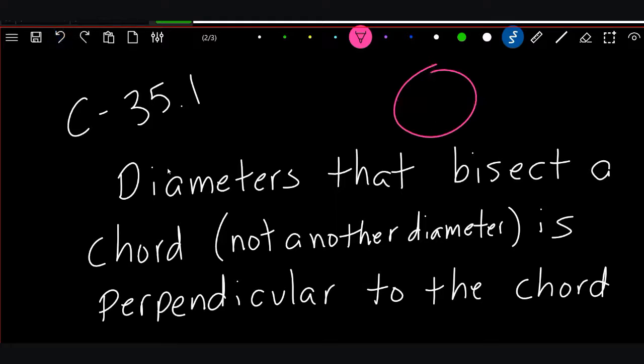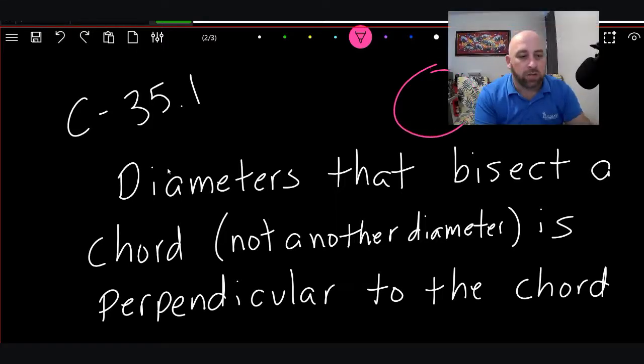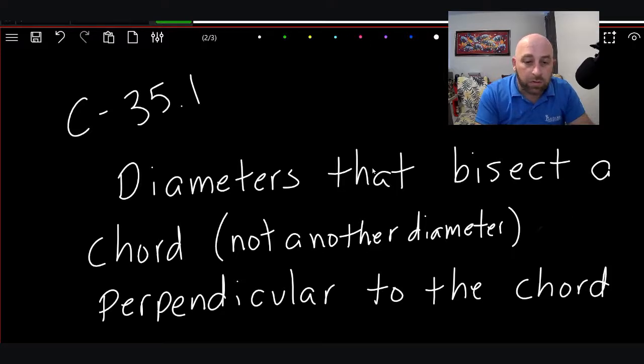We're talking about a diameter that bisects a chord, any other chord, not a diameter. So we're not talking about multiple diameters, because diameters are chords. You understand that, right? Diameters are just special types of chords. So this corollary says diameters that bisect a chord, not another diameter, are perpendicular to the chord.